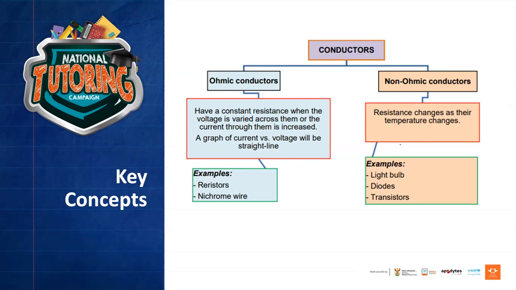So you remember last week, we went through the basic concepts of a conductor, ohmic conductors and non-ohmic conductors. We mentioned that ohmic conductors have a constant resistance when the voltage is varied across them, or the current through them is increased. A graph of the current versus voltage, we've already done that on our previous lesson. And we said that our examples are resistors and nichrome wire. And we also mentioned non-ohmic conductors, whose resistance changes as their temperature changes.